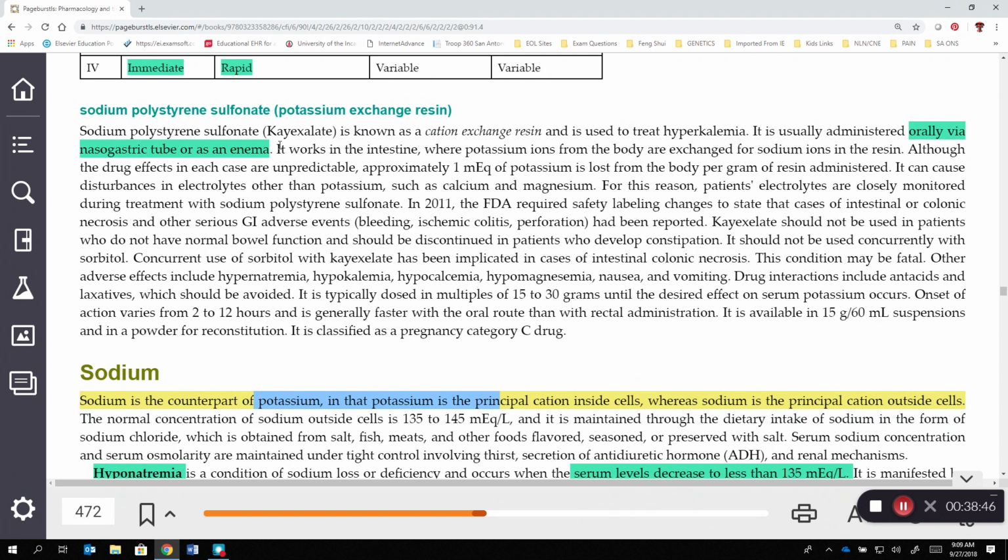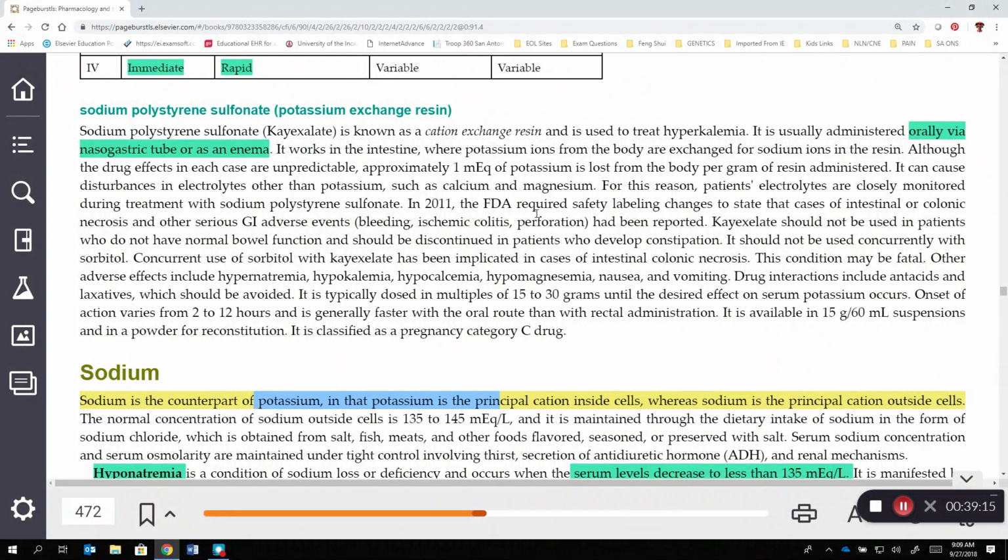But it can also be given as a retention enema for patients who are unable to have an NG tube or swallow. It works in the intestine, and that's where potassium ions are exchanged for sodium ions in the resin. What ends up happening is the patient has diarrhea, and that's where we lose the potassium, through the diarrhea. A lot of fluid loss happens also that way.